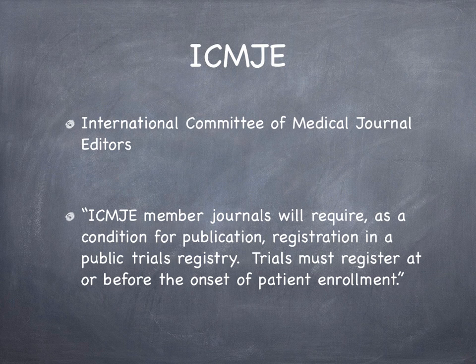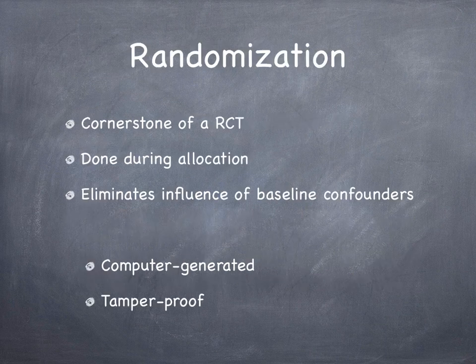Let's talk a few minutes about specific features of the randomized clinical trial. Randomization. This is the cornerstone of a randomized clinical trial. This is done during the allocation step, and it eliminates the influence of baseline confounders. Randomization should not be done with a flip of a coin. Instead, it should be done using a computer-generated program that is tamper-proof, so the investigator, the clinician caring for the subject, and the subject do not influence which group the subject is ultimately allocated to.